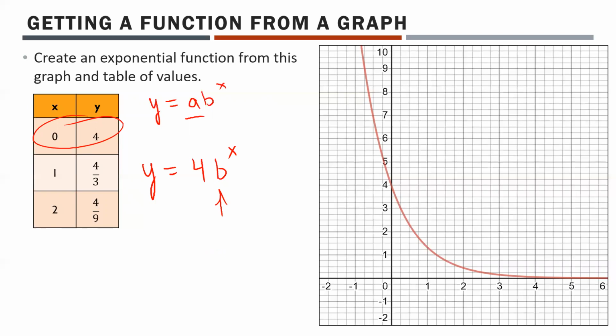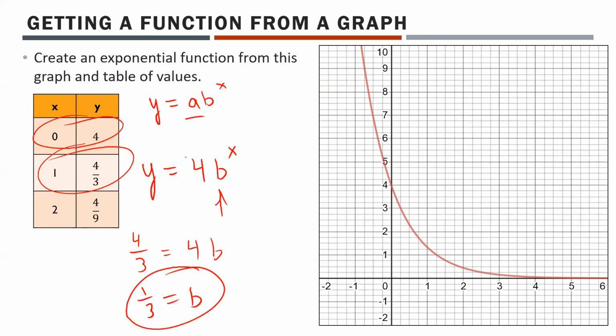Probably the easiest point to use here would be where x is 1. If you throw in x is 2, you'd have b squared and you'd have to square root both sides, but that's fine as well. I'm just going to use where x was 1. This means we have 4/3 is equal to 4 times b to the power of 1. Now b to the power of 1, of course, is just b, so I can just ignore that 1 altogether. So the next thing we can do is we can just divide both sides by 4 to get b by itself. 4/3 divided by 4, hopefully you know that one, is 1/3. So 1/3 is equal to b.